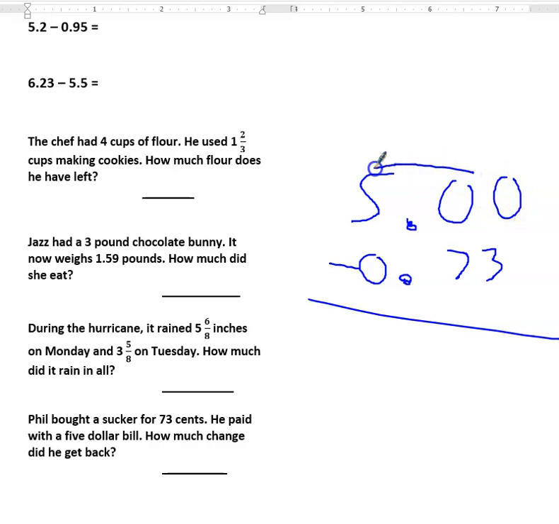0 minus 3 I can't do, so I'm going to come over and borrow from this chunk. 50 is going to 49. And 0 is going to 10. 10 minus 3 is a 7. 9 minus 7 is 2. 4 minus 0.